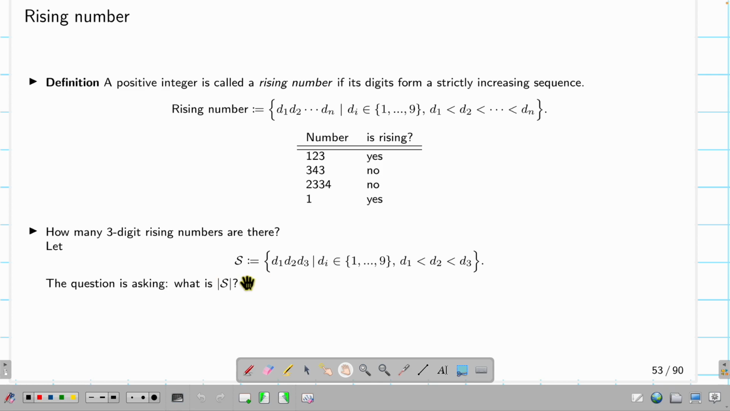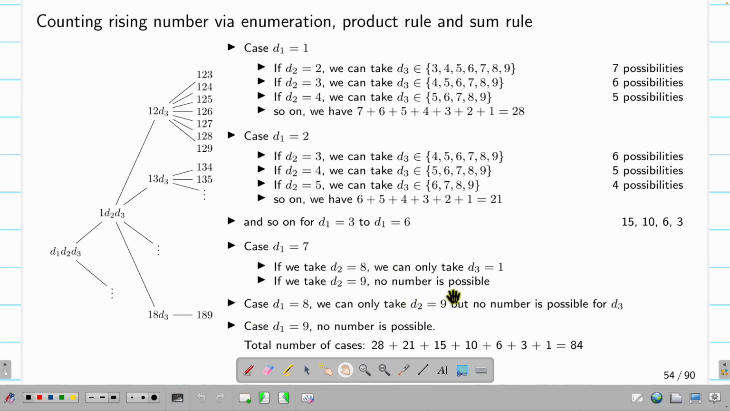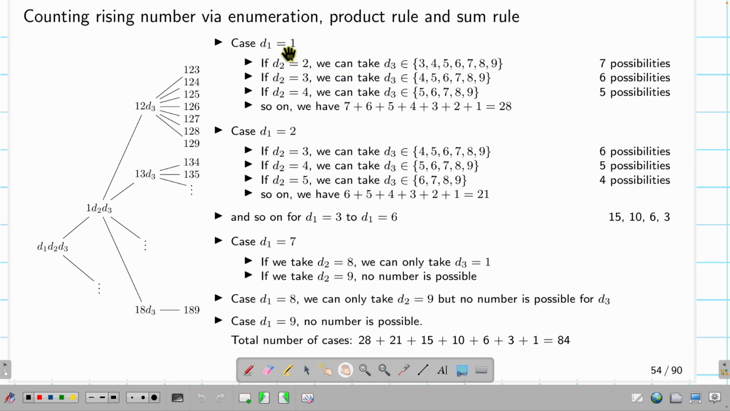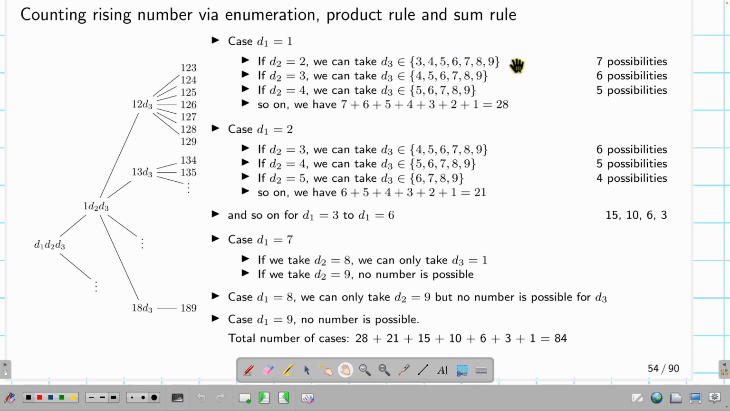So for example, how many 3-digit rising numbers are there? We consider a set S, that is D1, D2, D3, and each Di can be any number from 1 to 9. And we are requiring D1 smaller than D2 and D2 smaller than D3. The question here is how big is this set S? So how do we solve this problem? Well, we will count it by enumeration, product rule, and sum rule, or by something called brute force.